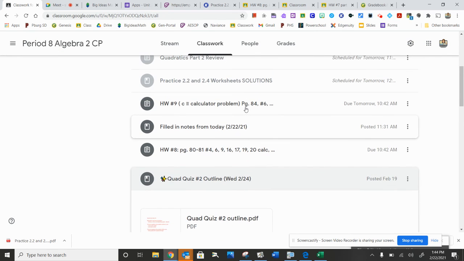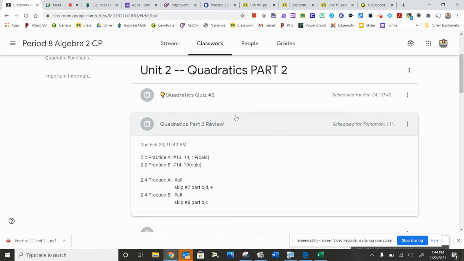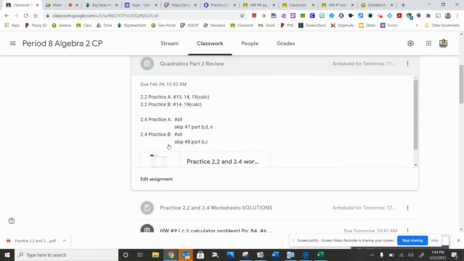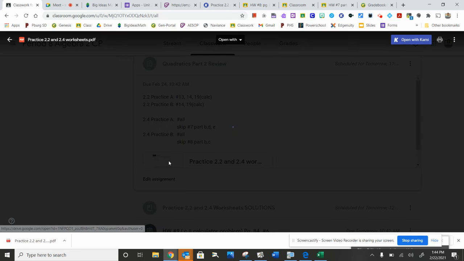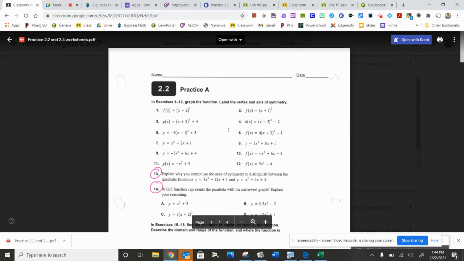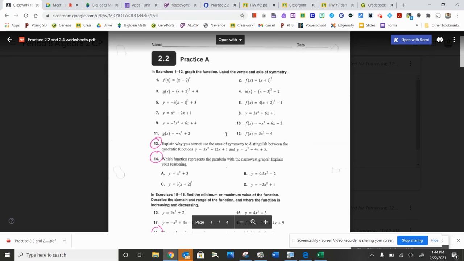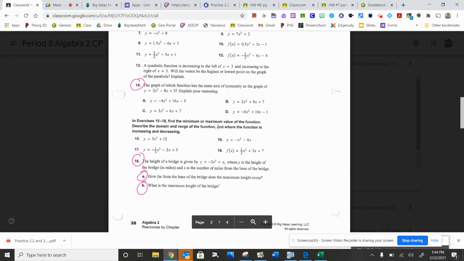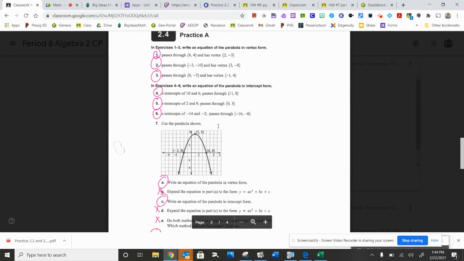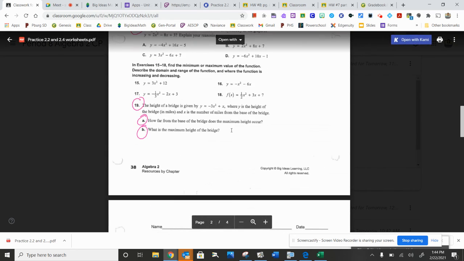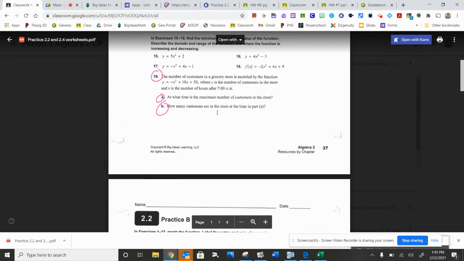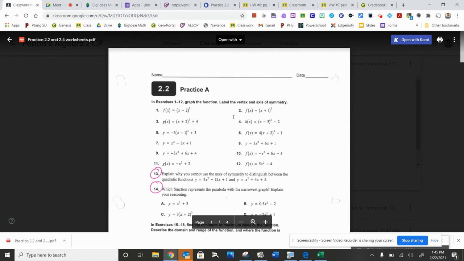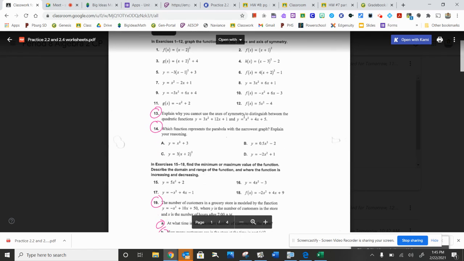You will find the Quadratics Part 2 review, and it is a set of worksheets, and I only picked the ones that I want you to do. Okay, so I have them listed in there, but these are the ones that you will be expected to complete on a separate sheet of paper, and the solutions to these will be posted on Google Classroom at 12 o'clock today, so you can refer to those.